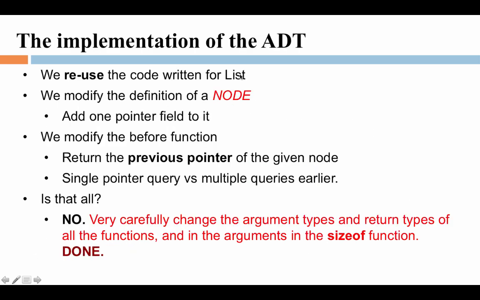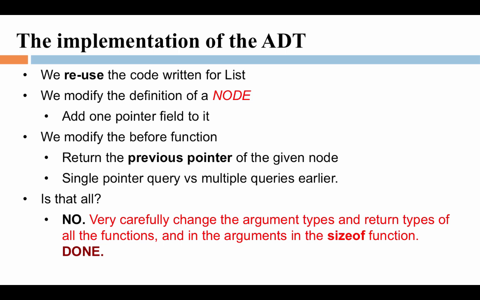So how do we now implement it? Here comes the second important concept. We can of course start implementing the ADT from scratch, but in this lecture we are going to do something interesting. We are going to reuse the code that is written for list. When we reuse code, we have to be very careful and modify the definition of node. This is very clear. Conceptually the modification we have already discussed: we will keep a pointer to the previous node. Essentially, we'll have one more pointer.